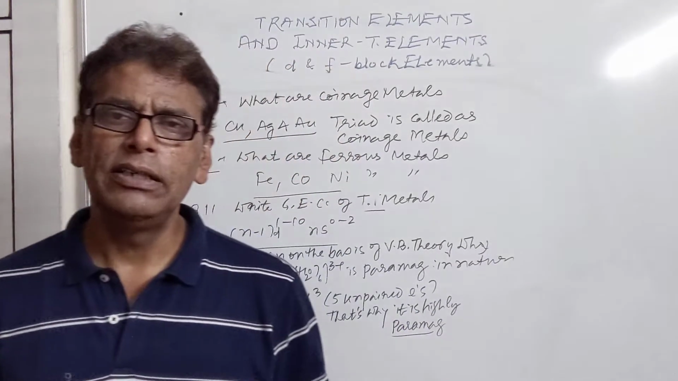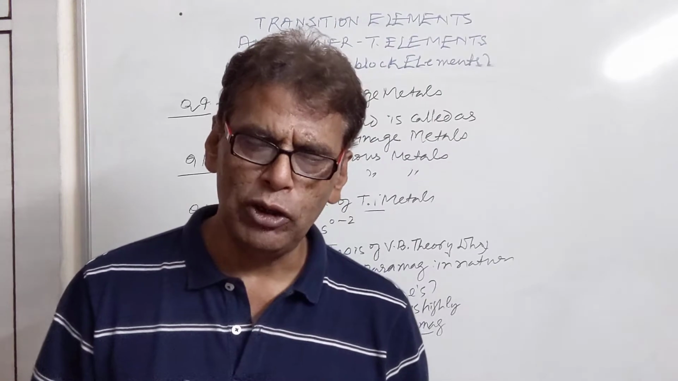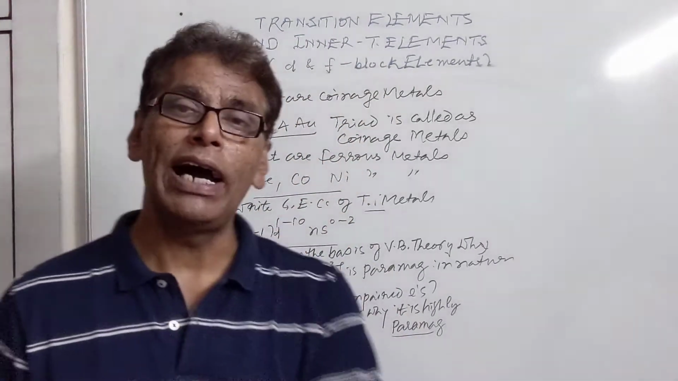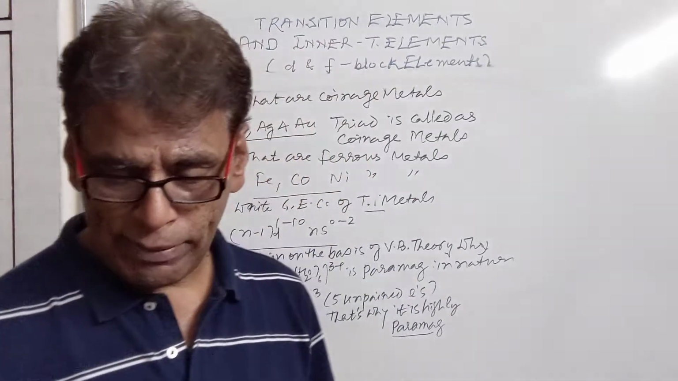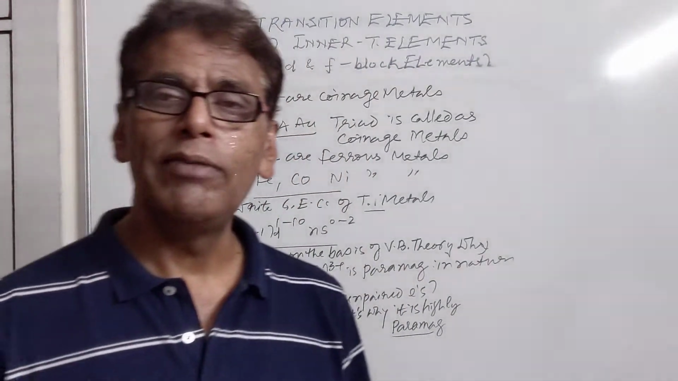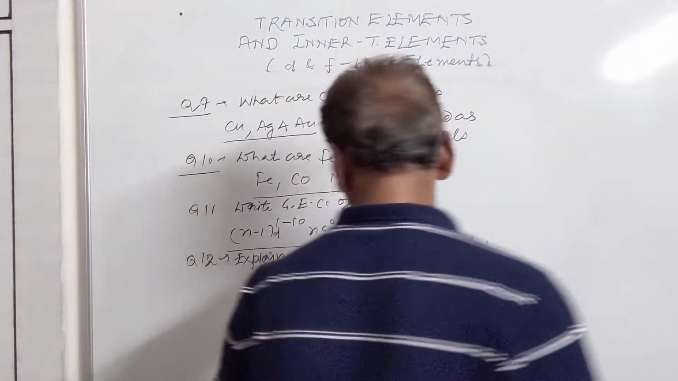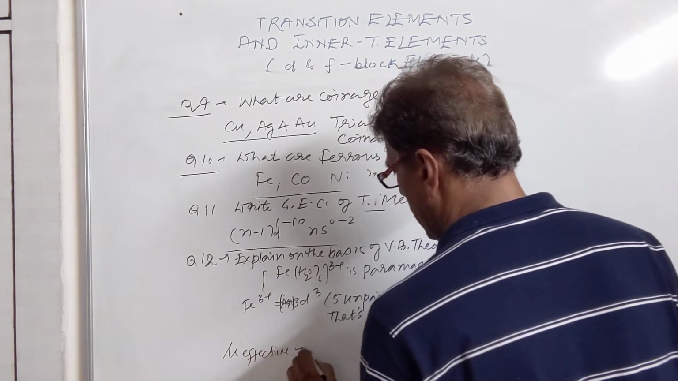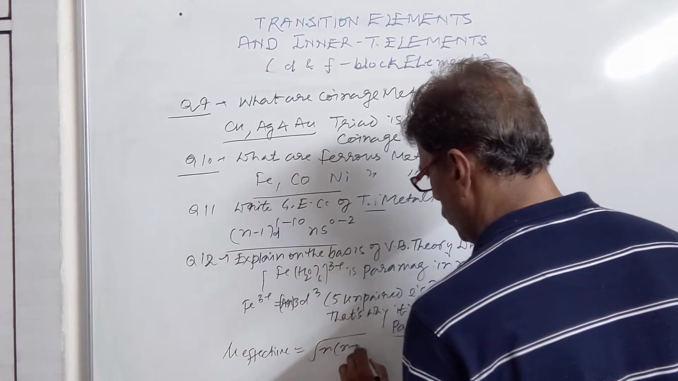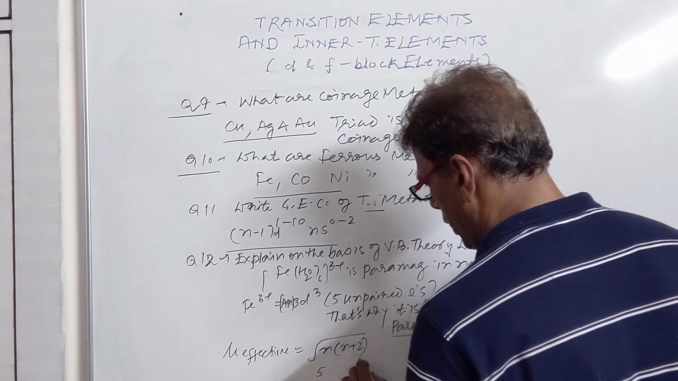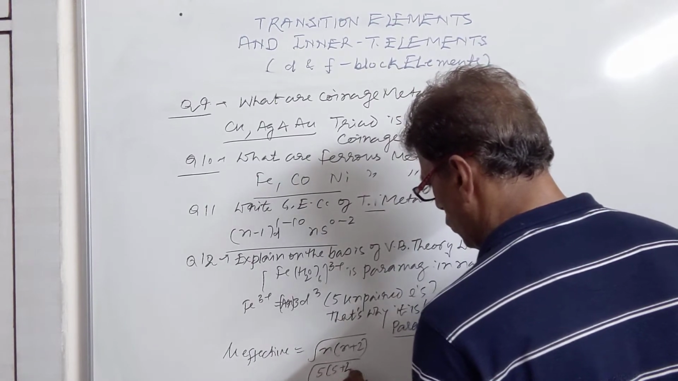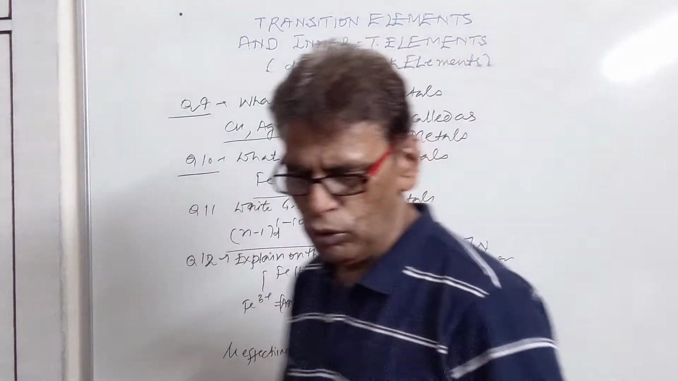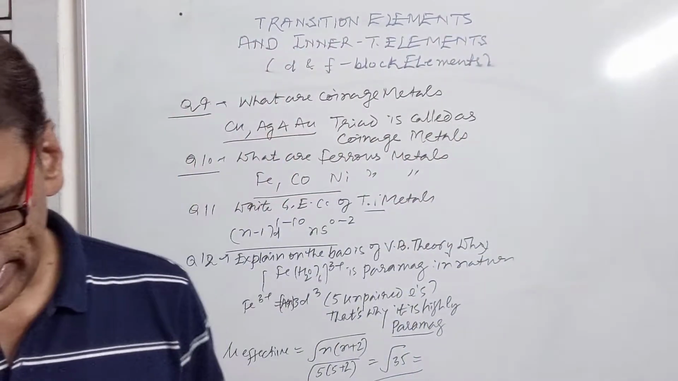Then there is a question: why do Mn2+ and Fe3+ possess the same magnetic moment? The reason is that both have 5 electrons in the valence shell, the n-1 d subshell. That's why when we put the value in mu effective, we get the same result. Mu effective, the effective magnetic moment, is given by root of n(n+2). So the number of unpaired electrons is 5, and 5 times 7 gives 35. Under root 35, it gives the same result. So they have the same magnetic property.